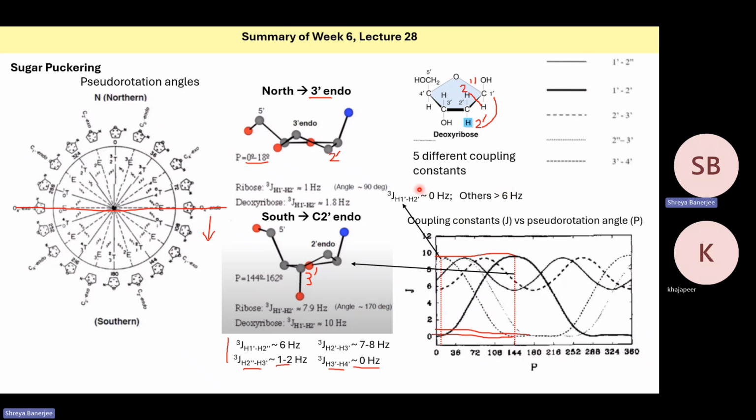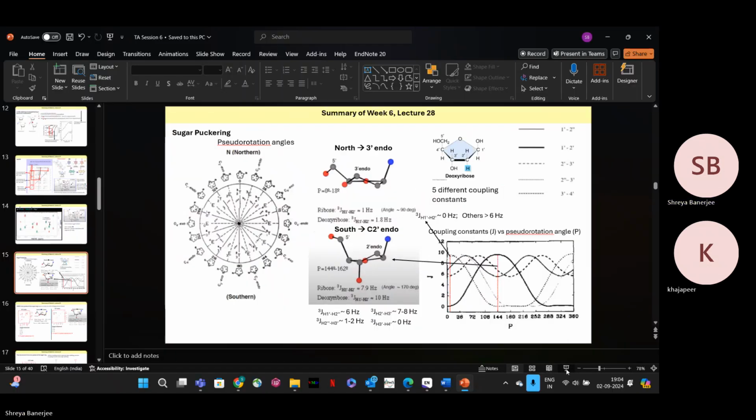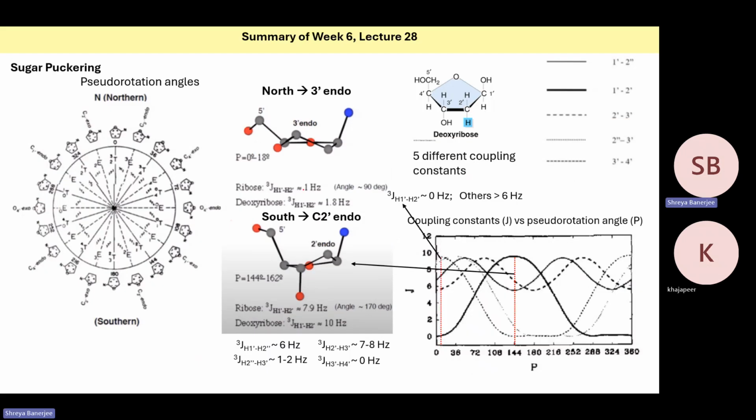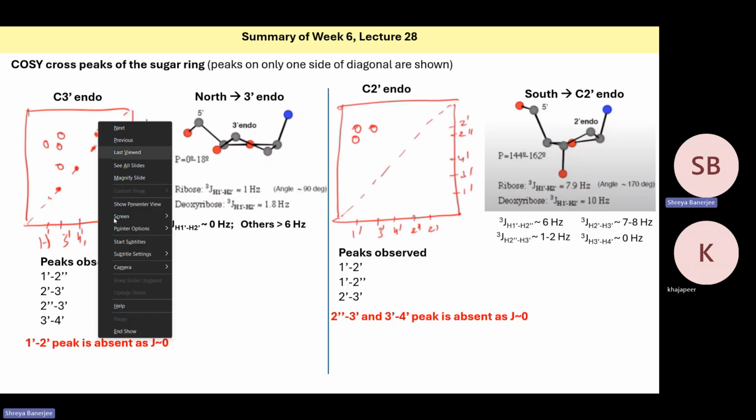So you imagine this line. So pseudo rotation 0 to 18, we have drawn this line, and you can see this, which is 1 prime to 2 prime is 0 hertz, but all others are coming somewhere from 6 to 10 hertz. So that is the difference between the coupling constants of the C2 prime endo and the C3 prime endo structures. Now, what happens to the cozy peaks?